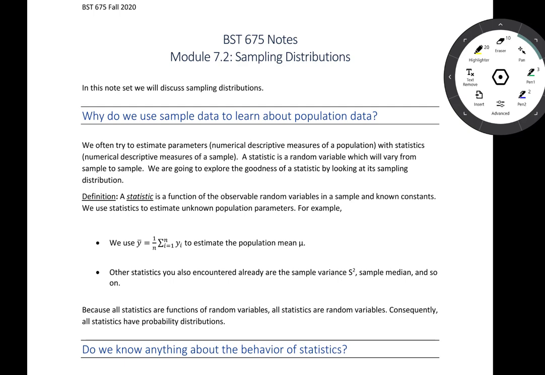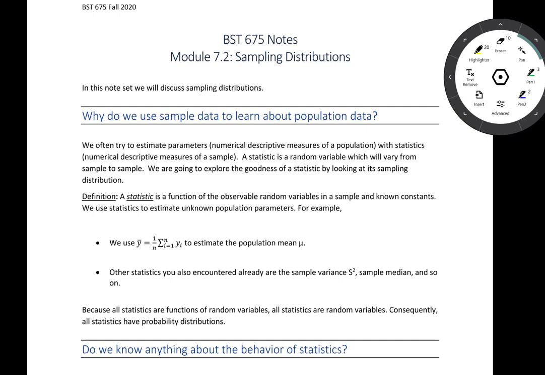To this point in the course, we've looked a lot at probability, and we've looked at random variables, and we've looked at distributions of random variables, but we haven't really gotten to the idea of inference yet. And so this is where we're really going to start talking about inference, which is the idea that we can use sample data to learn about population data.